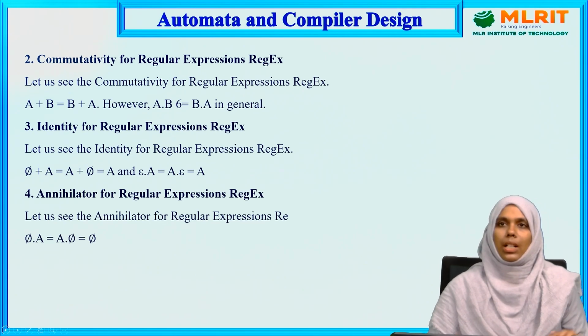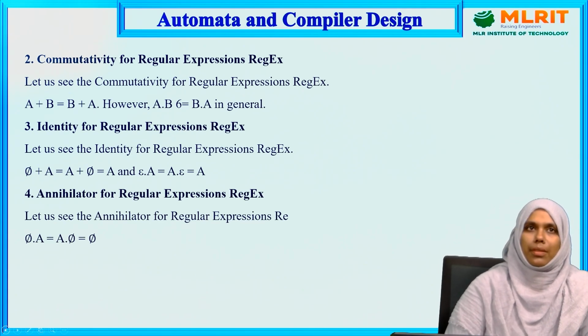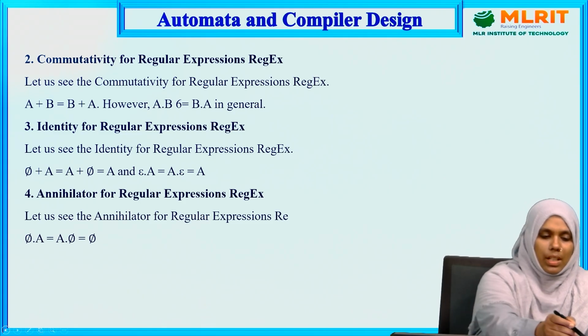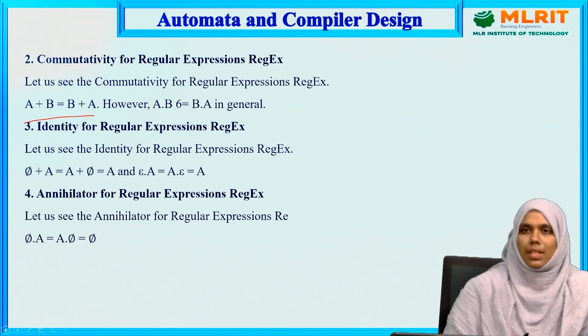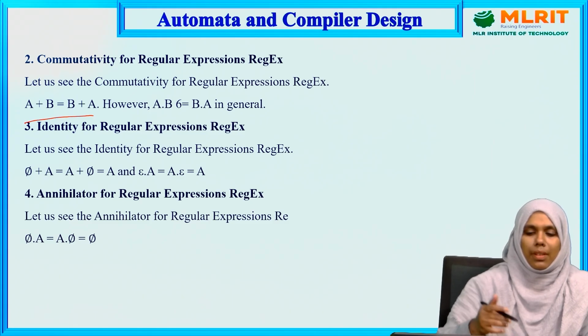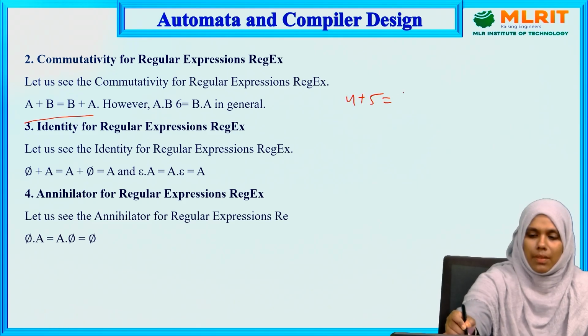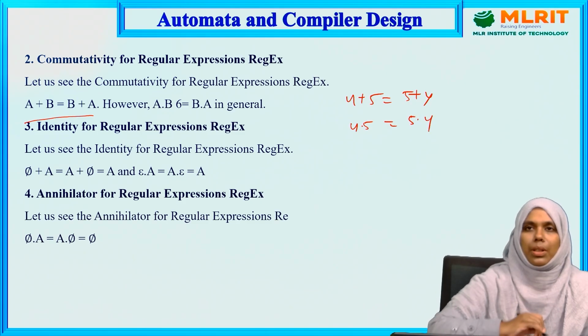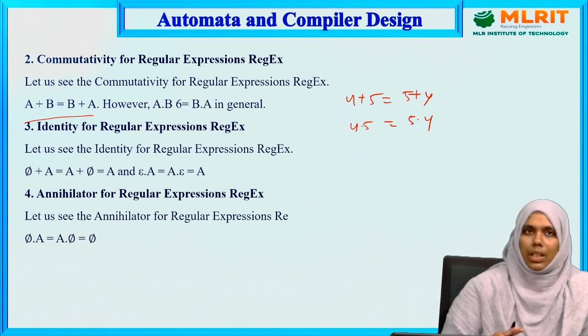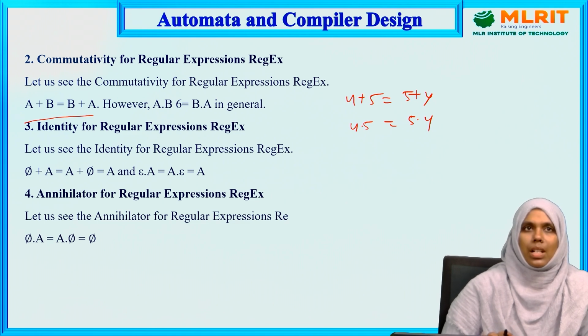Now coming to the second law. The second law is the commutative law. The commutative law is defined with the help of the plus operator as well as the dot operator. With the plus operator, we can say that A + B is equal to B + A, or A . B is equal to B . A. That means 4 + 5 is equivalent to 5 + 4, and 4 . 5 is equivalent to 5 . 4. Reversing the numbers gives an equivalent result. That is the commutative law.